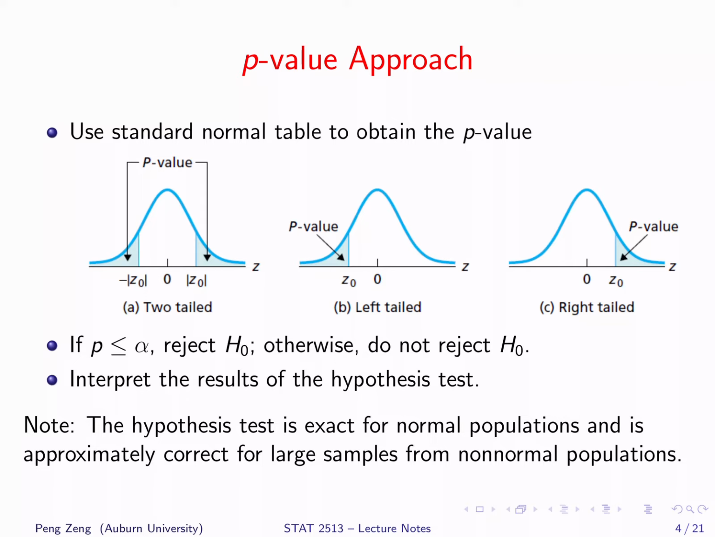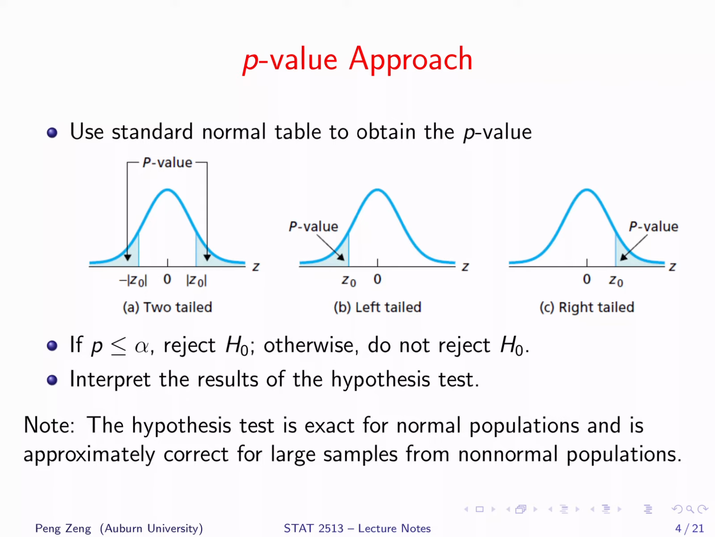For a left-tailed test, the p-value is the probability less than z0. For a right-tailed test, the p-value is the probability larger than z0. We can see that the p-value for a two-tailed test is double the p-value for a one-sided test. Therefore, it is important to choose the correct alternative hypothesis in applications. After the p-value is computed, we compare the p-value with the significance level alpha. If the p-value is less than or equal to alpha, reject H0. Otherwise, do not reject H0.